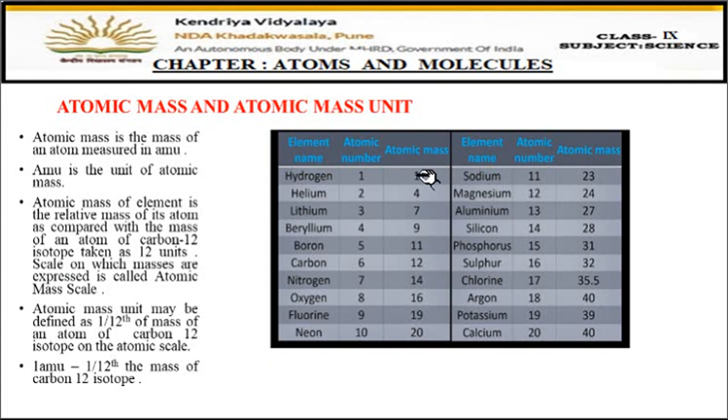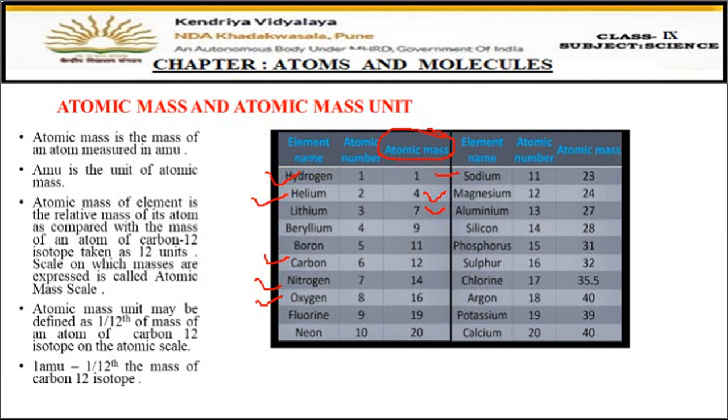And here in the table, you can see the atomic masses of different elements. For hydrogen, the atomic mass is 1. For helium, the atomic mass is 4. For lithium, atomic mass is 7. You do not have to learn all these, but the common elements which come again and again, like hydrogen, helium, sodium, magnesium, aluminium, carbon, nitrogen, oxygen. These 8 to 10 elements are very important, so that much atomic mass you have to learn.